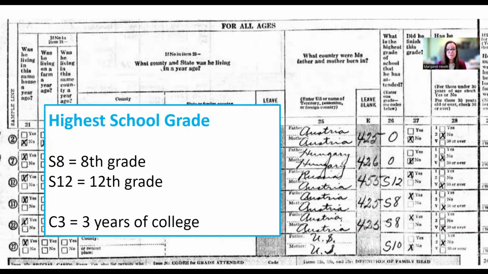They also ask if you finished that grade in question. So here we can see this person with an S12, they have a yes, they did finish the 12th grade. And then the final column, they ask, have you been in school since February of this year, 1950? So we have a yes or a no, or an age 30 or over for people who have aged out of the school system.